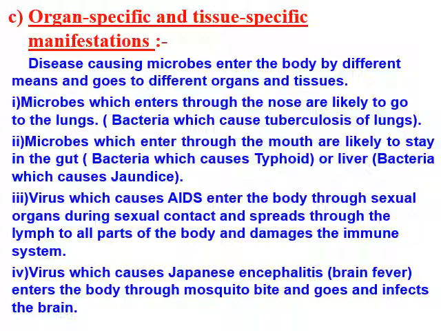Then viruses which can cause AIDS enter the body through sexual organs during sexual contact and spread through the lymph to all parts of the body and damage the immune system, or defense system, of the body. The virus which causes Japanese encephalitis, also known as brain fever, enters the body through a mosquito bite and goes and infects the brain.